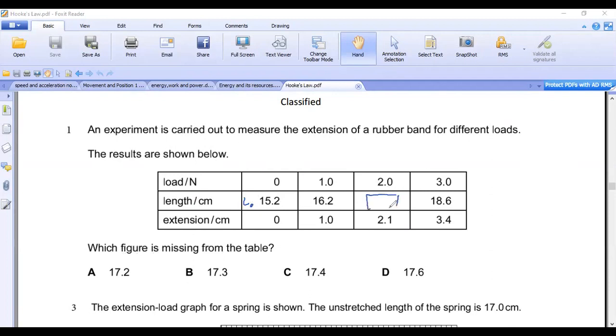Okay, so which figure is missing from the table? We want the reading. Let's see here. The load is 2 newtons and the extension is 2.1. What is the length? The length L is L node plus the extension. So L node is 15.2 and the extension is given as 2.1. When we add these together, you get 17.3. This is the correct answer.